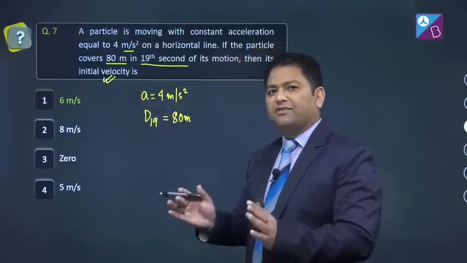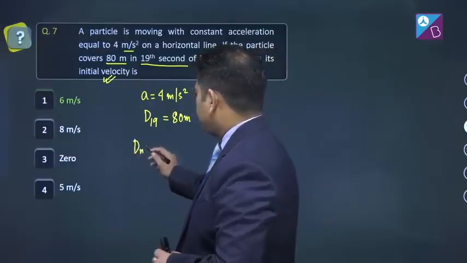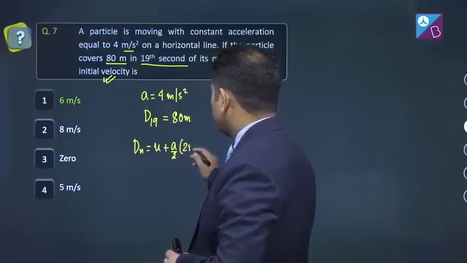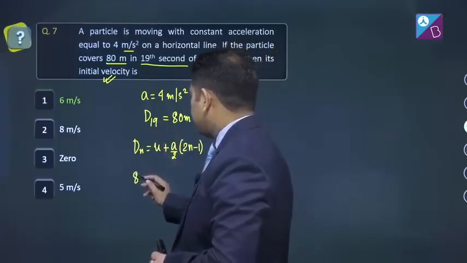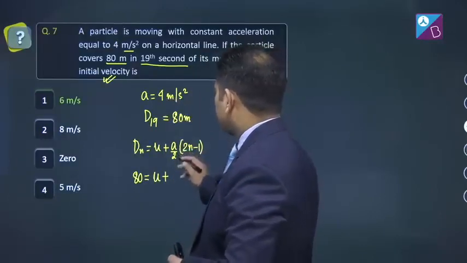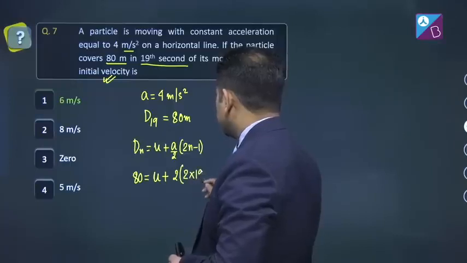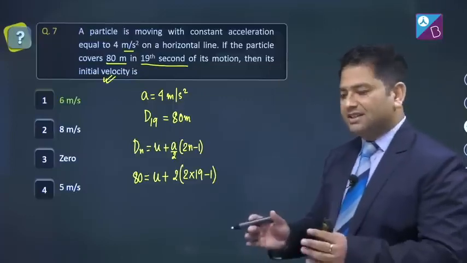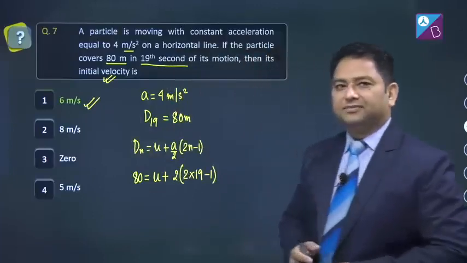On the basis of this information, मुझे calculate करना है initial velocity. Again, straightforward formula based question here. That will be dn is equal to u plus a by 2 multiplied by 2n minus 1. So d19th, that is 80. Initial मुझे calculate करना है. Acceleration की value 4 डाल दूं तो 4 by 2 will be 2 multiplied by 2 into 19 minus 1. Straight forward calculation. Initial velocity यहां से calculate करेंगे, that will be 6 meter per second.